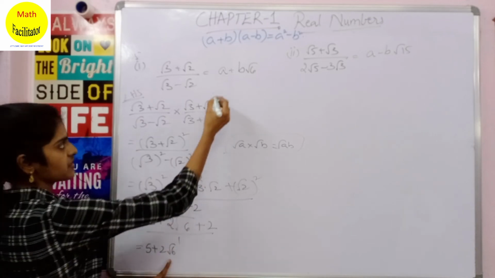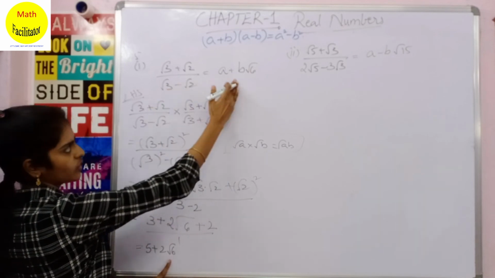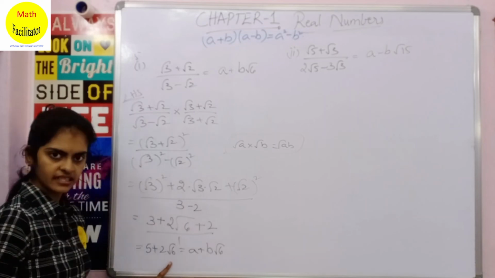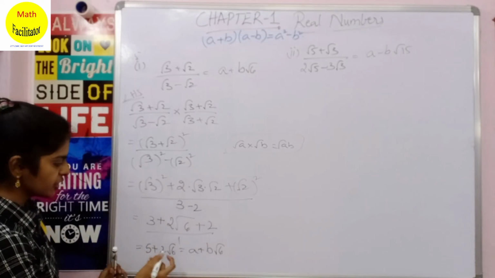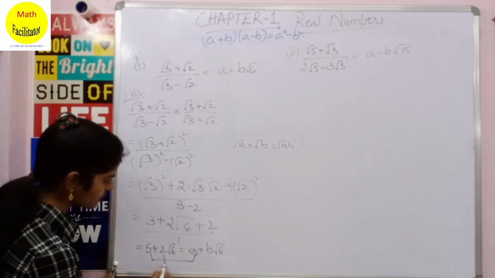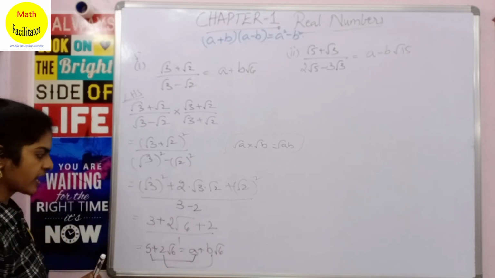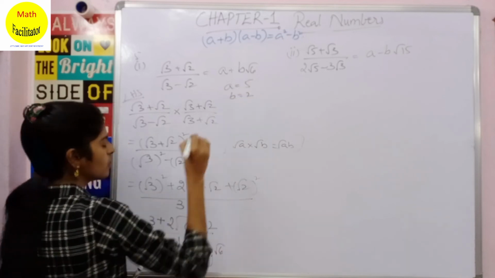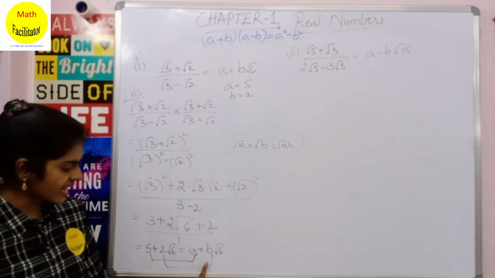But it is given that this LHS is equal to a plus b root 6. So comparing, you can see the value of a is nothing but 5 and the value of b is nothing but 2. So a is 5 and b is 2. How? By comparing LHS and RHS.